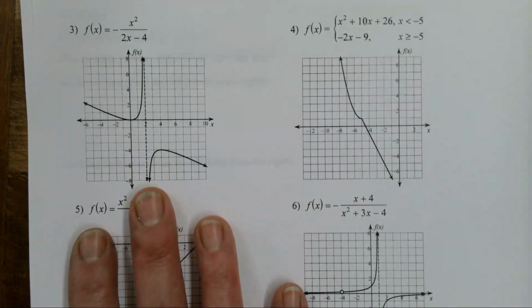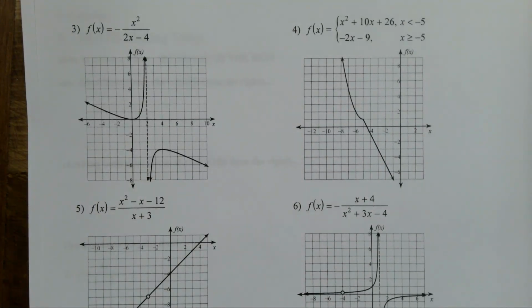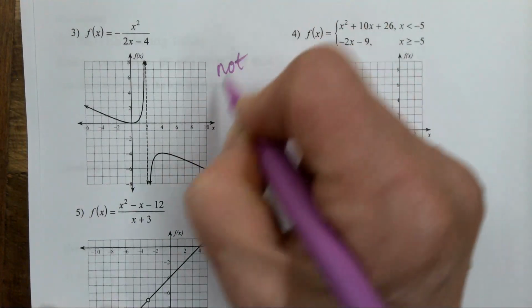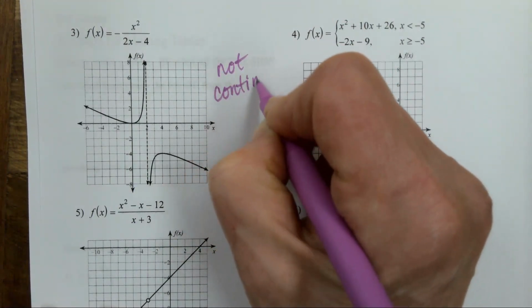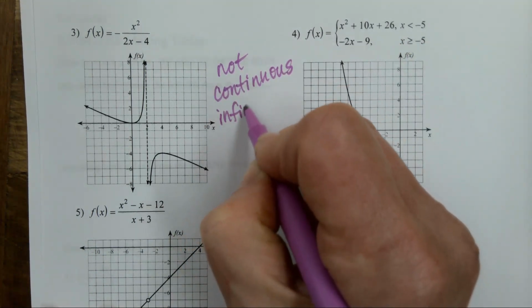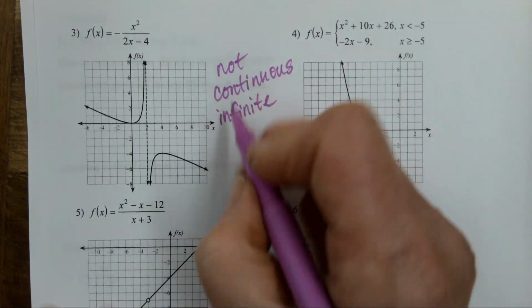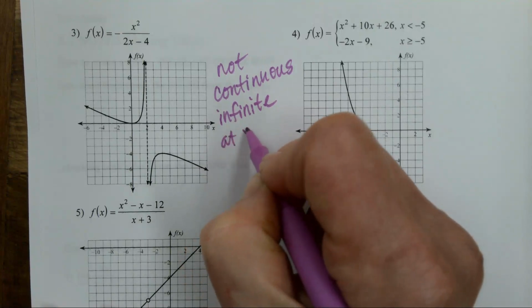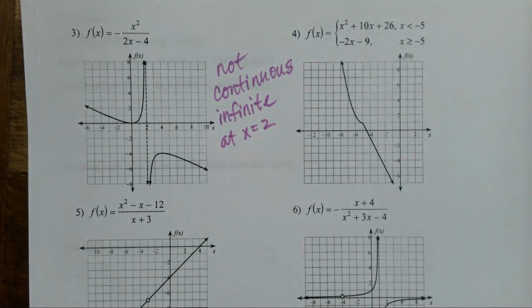Continuous? No. It's got an infinite discontinuity at 2. All I have to do is kind of look and see. How about 4? Continuous.